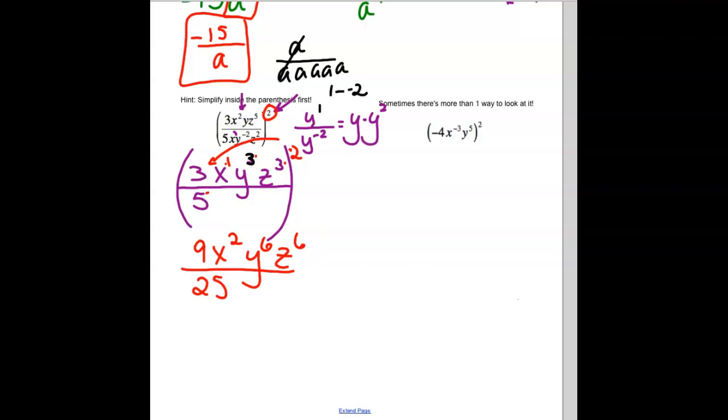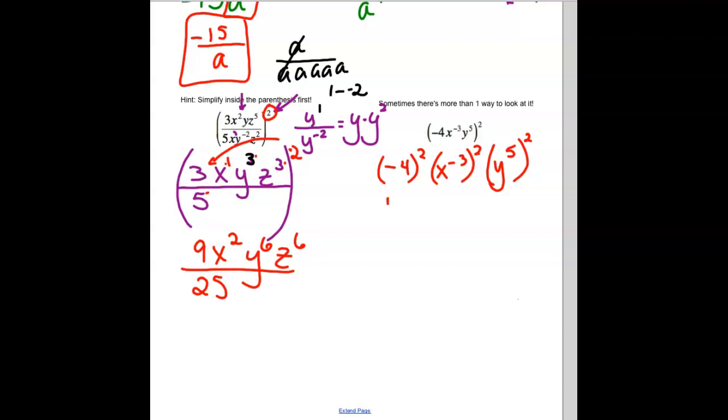All right, our fourth one here, we have negative 4x to the negative 3, y to the 5th, and we are raising it to the 2nd power. There's a lot of different ways you can go about this. We can distribute that power to each one first. There's really nothing inside that we can condense because they're all different bases, but we could distribute the 2 to everything.